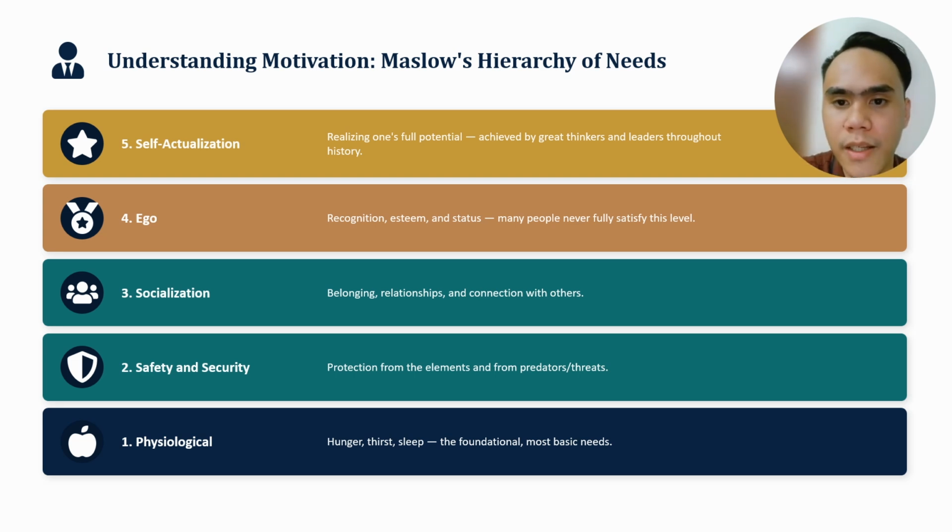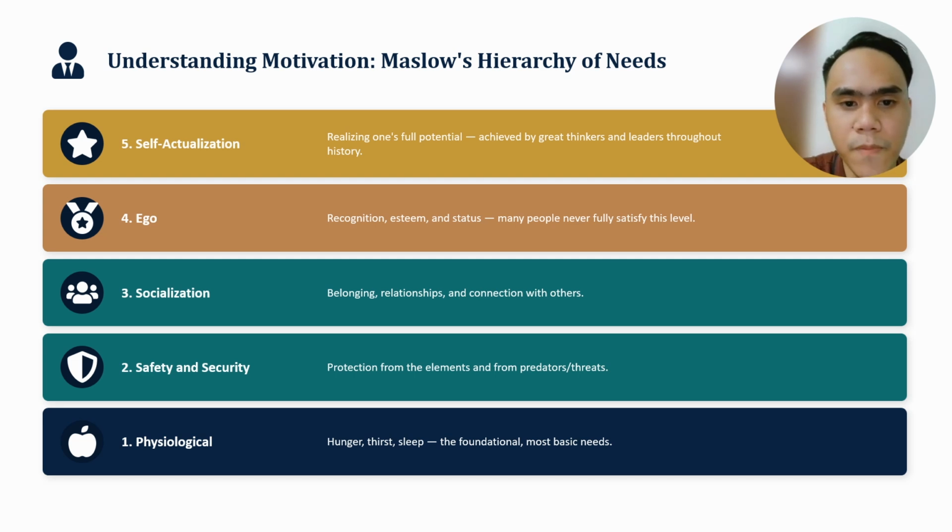The critical mechanic to understand is this. Higher level needs are not relevant until lower level needs are satisfied. But once a need is actually met, it stops motivating behavior. A satisfied need doesn't keep driving someone forward. So leaders need to correctly identify which level someone is currently operating from.